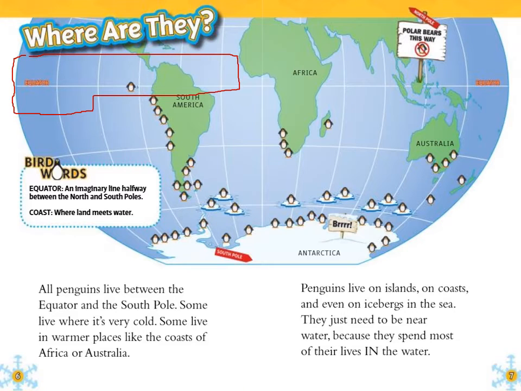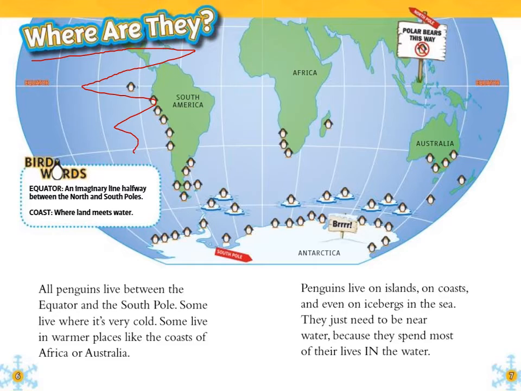Now look at the Penguins book. This is also the very next page in that book. The question is, where are they? All penguins live between the equator and the South Pole. Well, the Buzz Aldrin book started by telling us where he was from. They started their section telling us where he was from. And the Penguins book is doing the same thing. The next section begins with an explanation of where penguins live.